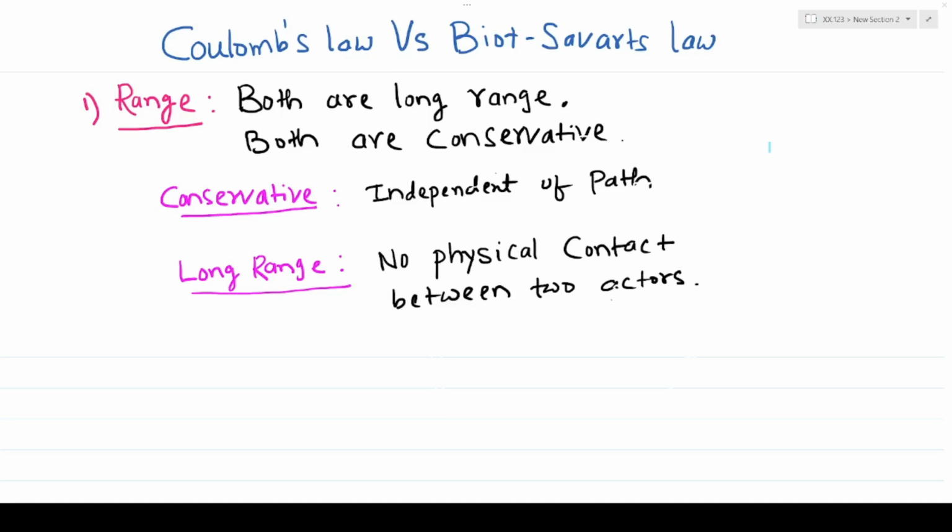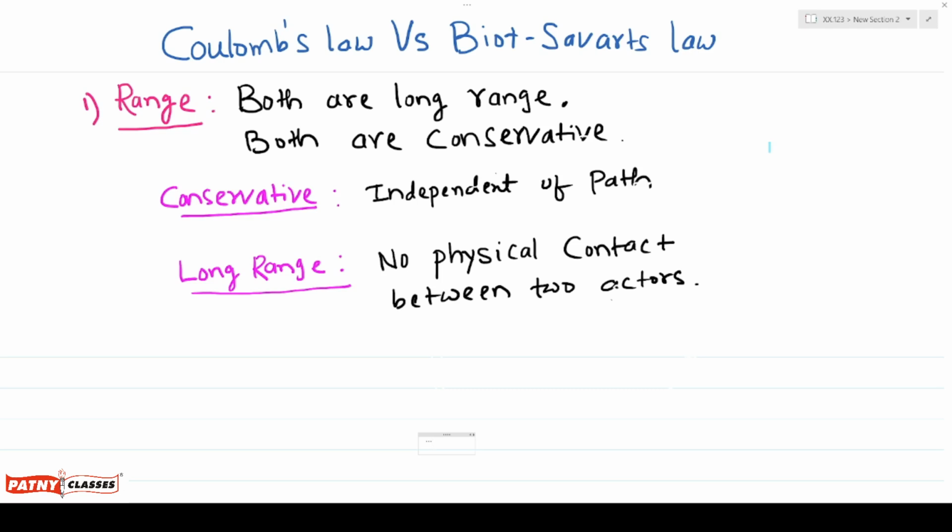Today we are going to talk about Coulomb's law versus Biot-Savart's law. As we know, Coulomb's law is related to the force between two charges, and Biot-Savart's law is related to the magnetic field due to a current-carrying conductor. Both are long range. Both are conservative.